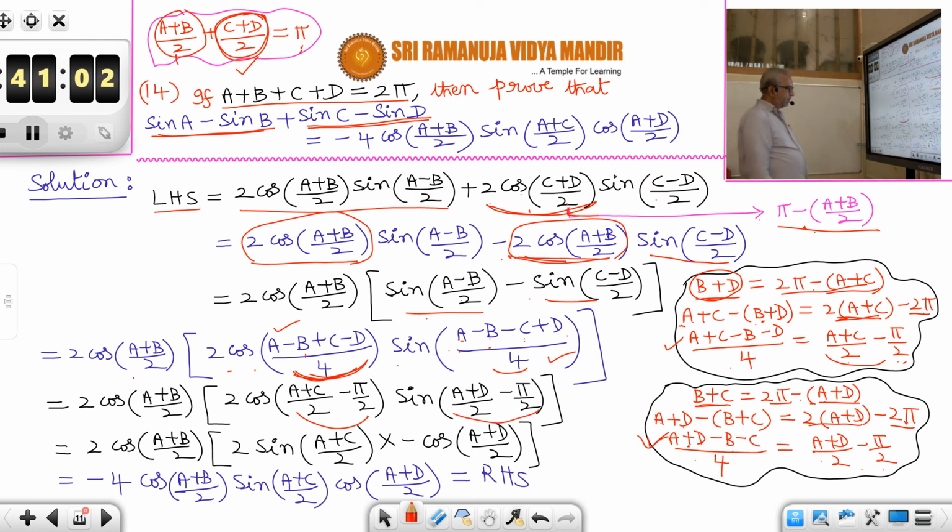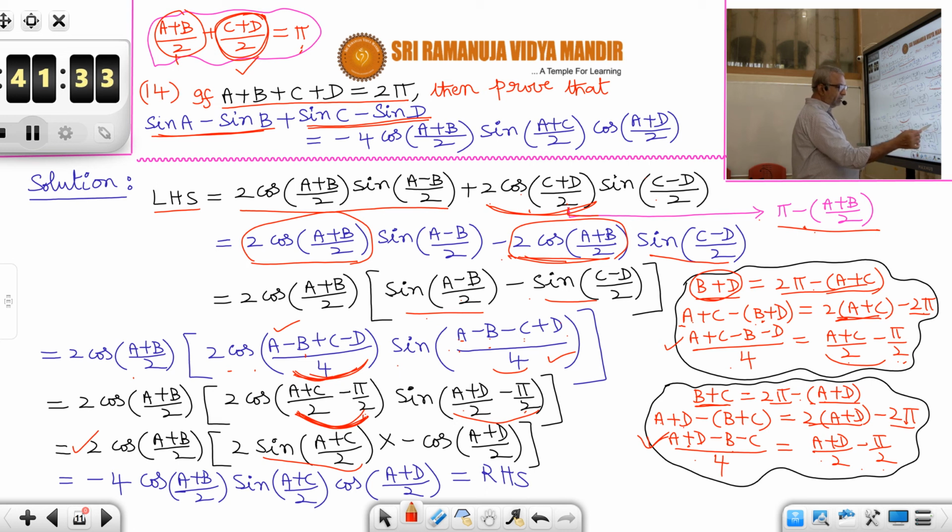Here. Okay. So next step 2 cos a plus b by 2. What is cos 90 minus theta? Cos 90 minus theta can be written as cos theta minus 90 actually, but that can be written as cos 90 minus theta because cos theta and cos minus theta are equal. What is cos 90 minus theta? Sin theta. So sin a plus c by 2. Here theta minus 90, sin theta minus 90.